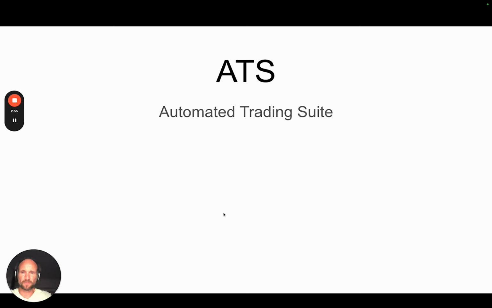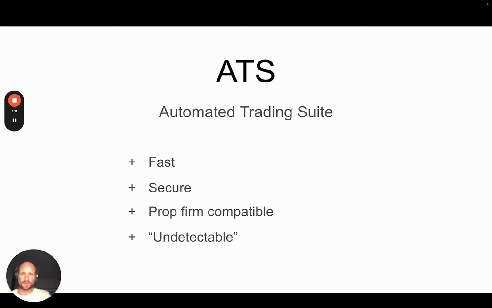Then we have the ATS, the Automated Trading Suite. This is proprietary technology by QuantVue. It is very fast. You'll see an example later. It is highly secure. It is 100% prop firm compatible and the only solution that is completely undetectable. No prop firm will ever be able to tell that you're using automated trading if you use the ATS.